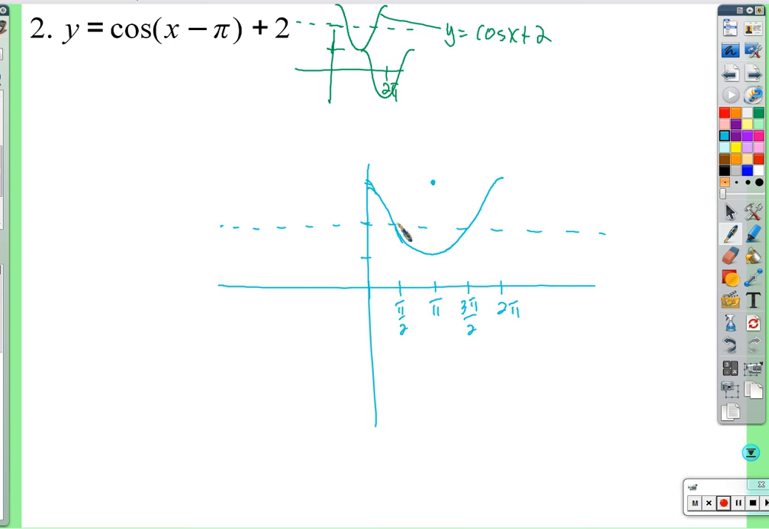We'll go with this guy who starts his life at pi over 2. And we add pi to pi over 2. Pi over 2 plus pi. Pi is 2 pi over 2, so 3 pi over 2. So right over 3 pi over 2, that's where we come down and cross the midline the first time.